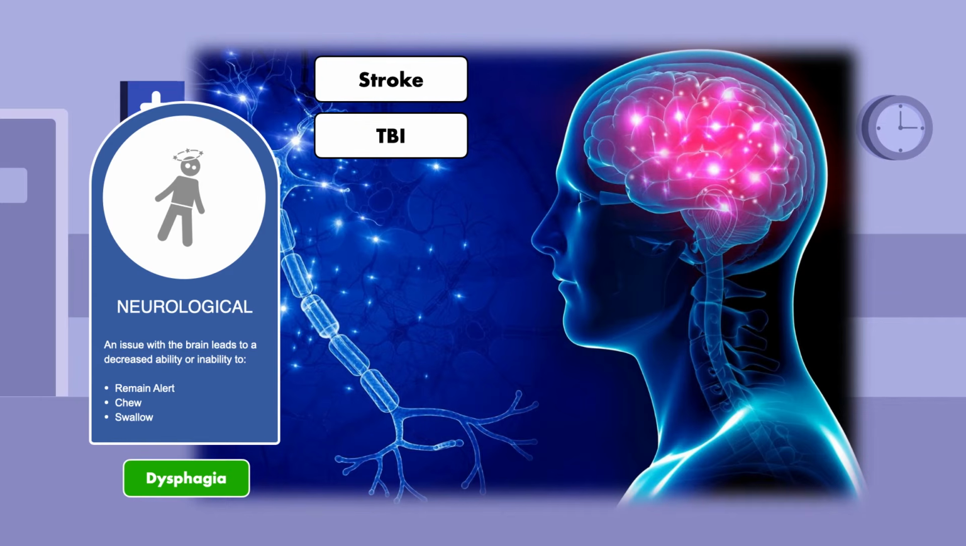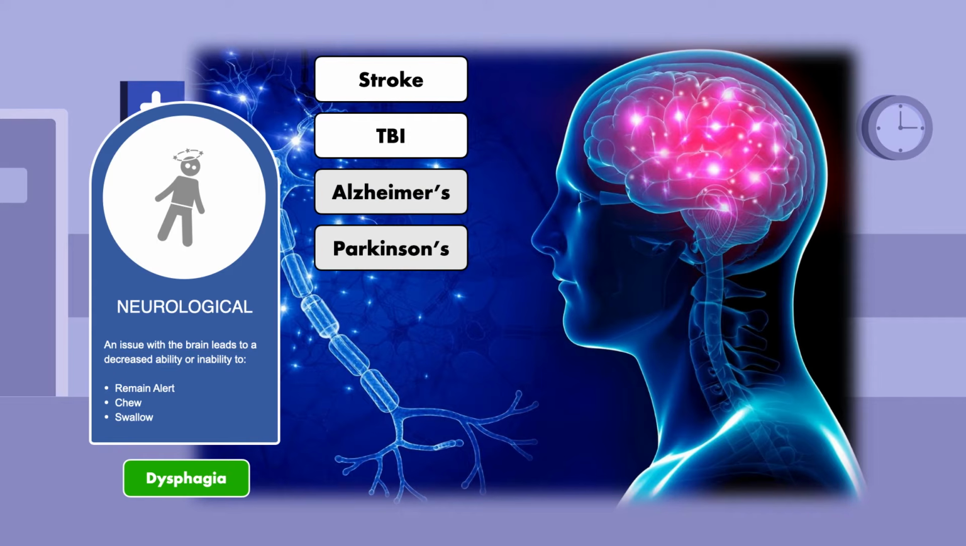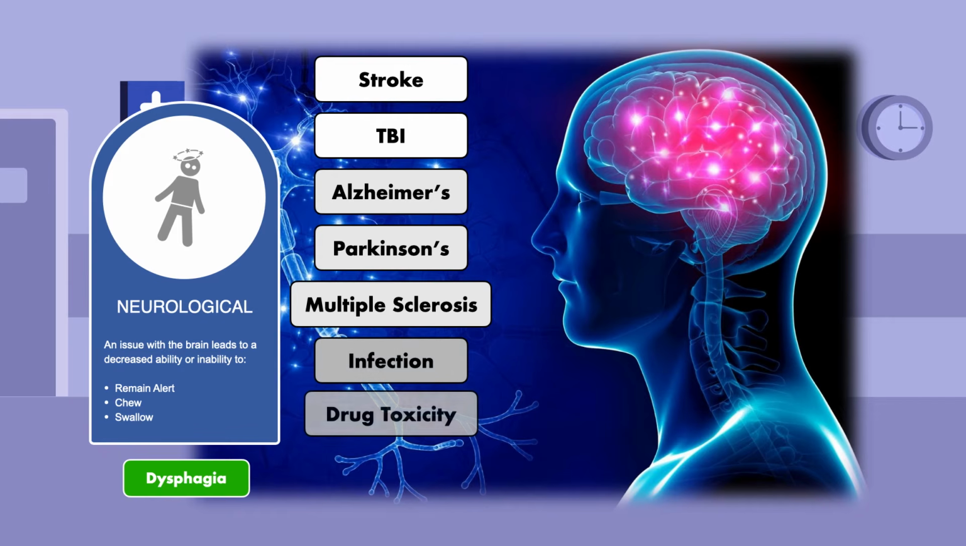Another population in this group are patients with chronic neurologic diseases like Alzheimer's disease, Parkinson's disease, and multiple sclerosis, all of which are progressive diseases, meaning they worsen over time. Finally, we have patients with short-term changes to mental status in response to an infection, drug toxicity, or end-stage liver disease. This is quite common in the elderly, especially when it comes to urinary tract infections.